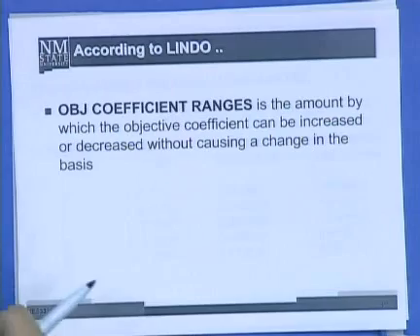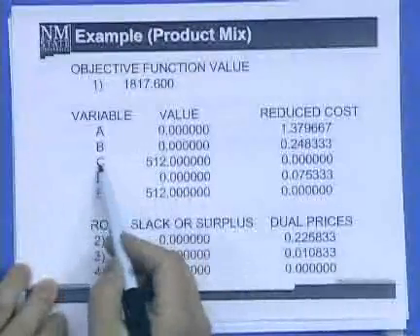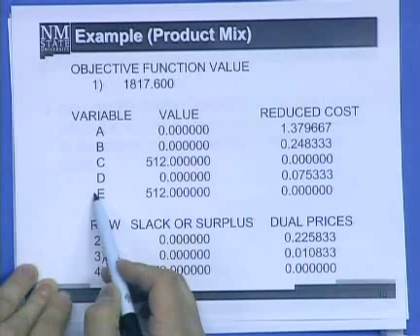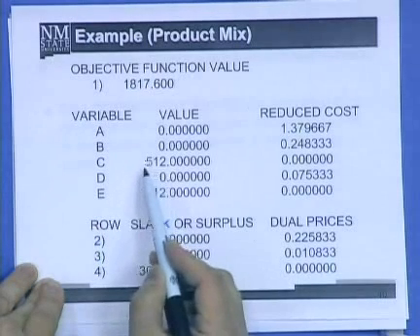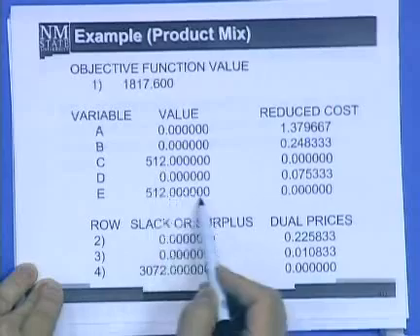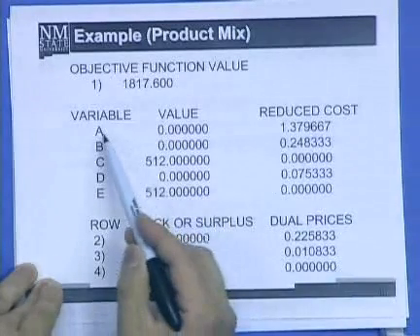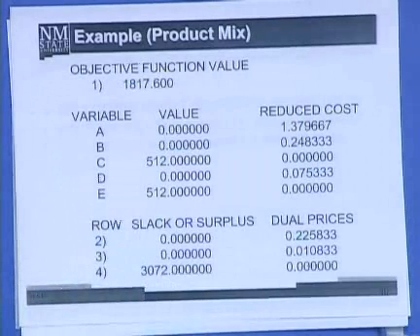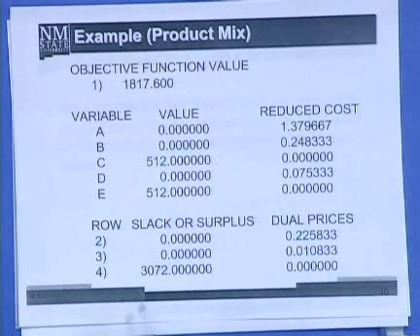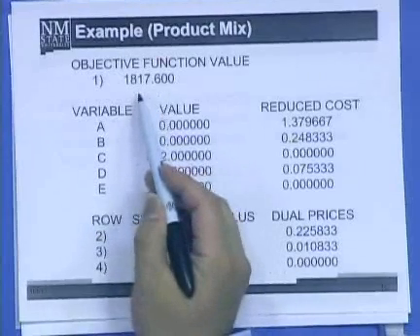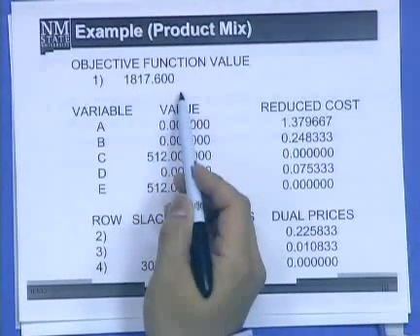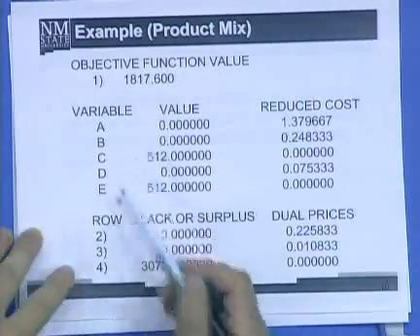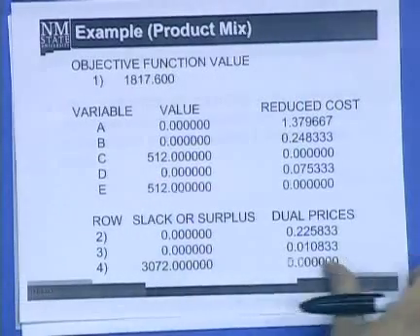In other words, within these ranges, both products C and E will be manufactured, 512 pounds per week. And all other products, A, B, and D, will not be manufactured at all. Okay? Of course, the objective function value naturally changes when the coefficient changes. Okay?